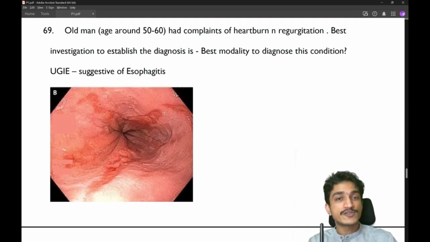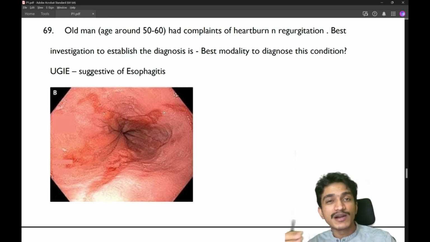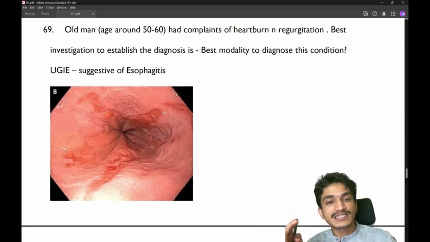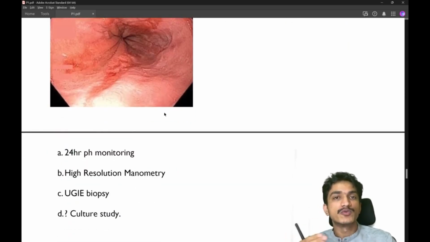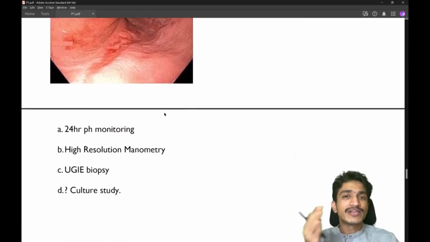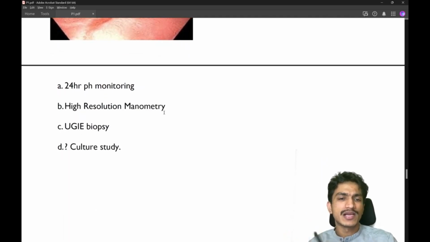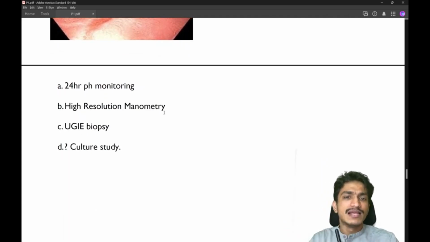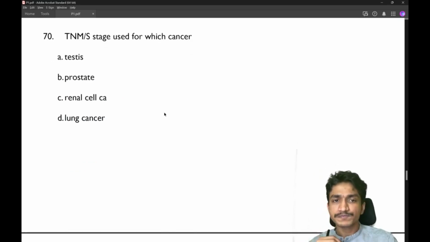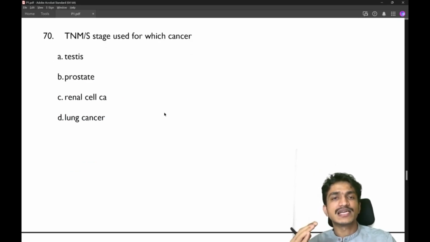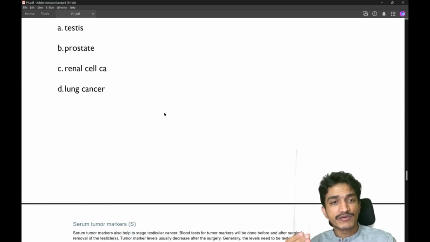Now with esophagitis with heartburn and regurgitation, you are almost sure of a diagnosis of GERD. So the next step, if you are doing a UGI scopy, is a biopsy to rule out dysplasia and cancer. After that, you may go ahead with pH monitoring and high resolution manometry, but in this scenario I would advise a UGI biopsy.